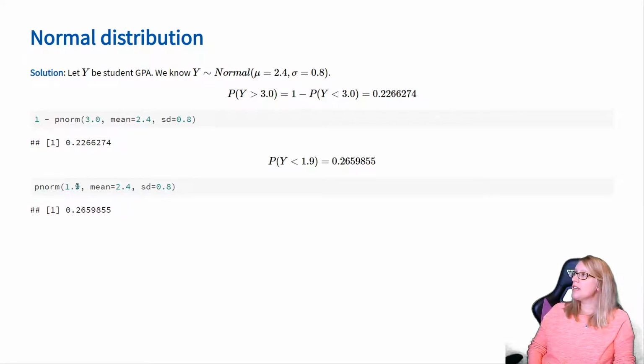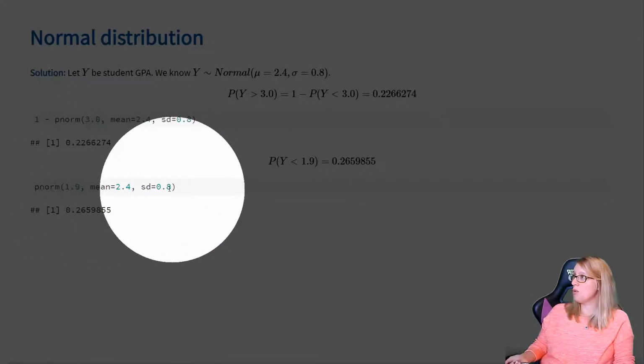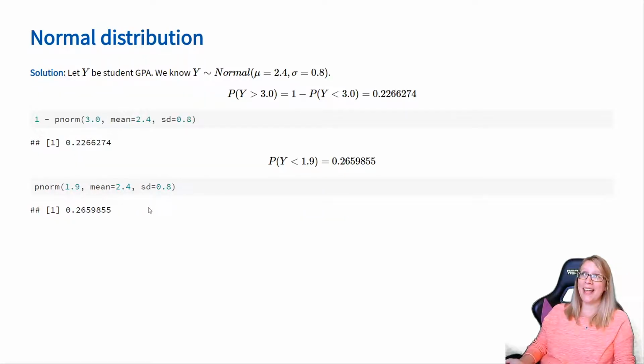The probability that a student at this school will go on academic probation will have a GPA less than 1.9. We take p-norm 1.9, mean is 2.4, standard deviation is 0.8. We get about 27% of students at this particular institution going on academic probation in a given semester.